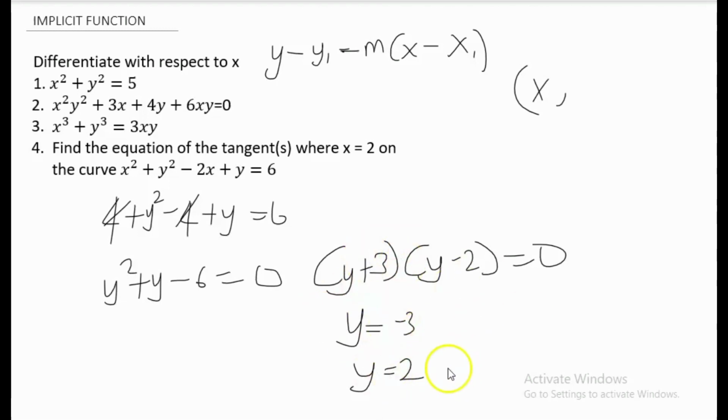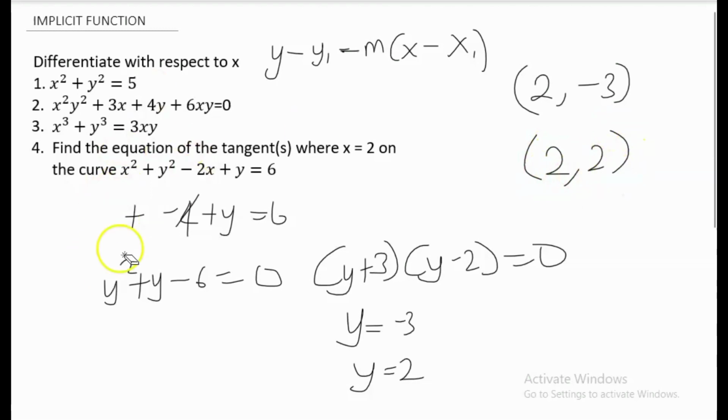So now we have the value of y. Actually, we have 2 values of y. So now we can replace this x, and write the values. So we have 2 comma negative 3 for 1, and 2 comma 2 for another. So now you see that we've gotten the value of x.